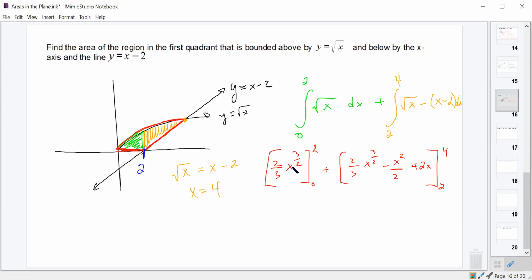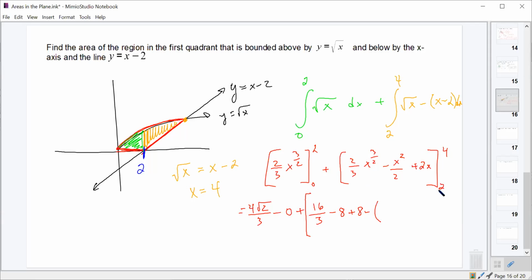So let's see here. What do we end up with? We end up with 2/3 of 2 to the 3/2. What's 2 to the 3/2? 2 root 2, right? So we have 2/3 of 2 root 2, so that'd be 4 root 2 over 3 minus 0, and then plus, if I evaluate 2/3 x to the 3/2 at 4, the square root of 4 is 2, and 2 cubed is 8, so that's going to become plus 16 thirds. Minus 4 squared is 16 over 2, so minus 8, plus 2 times 4, so plus 8.